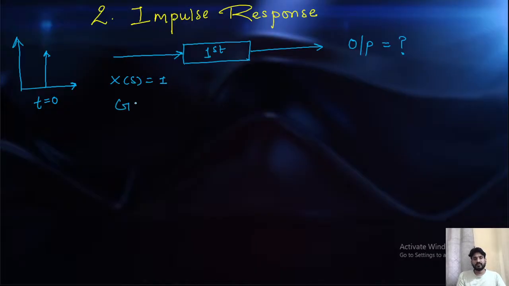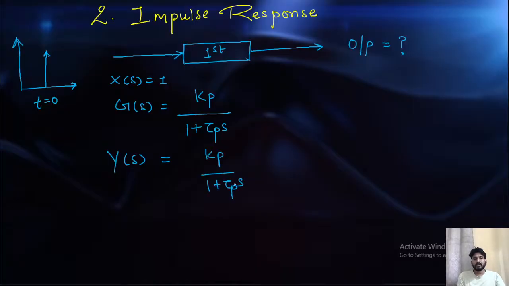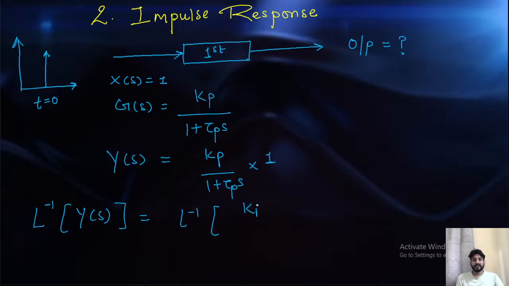And what is the transfer function for the first order? It is Kp divided by 1 plus tau p s. What will be Y(s) for it? Y(s) is equal to G(s), that is Kp divided by 1 plus tau p s, multiplied by X(s), that is equal to 1. As you know that we need the response in t terms, then by taking the Laplace inverse of Y(s), it is the Laplace inverse of Kp divided by 1 plus tau p s.